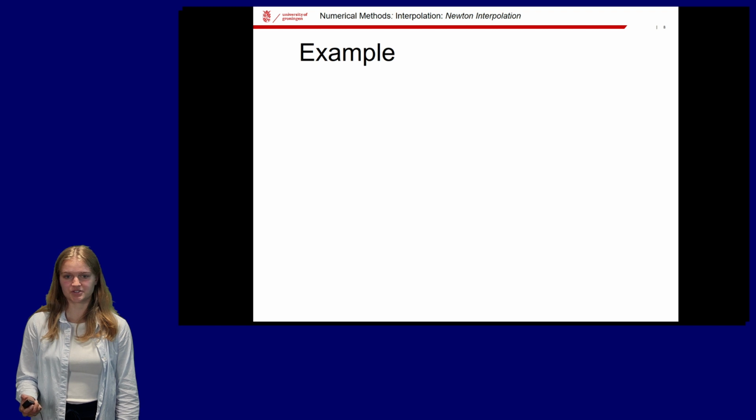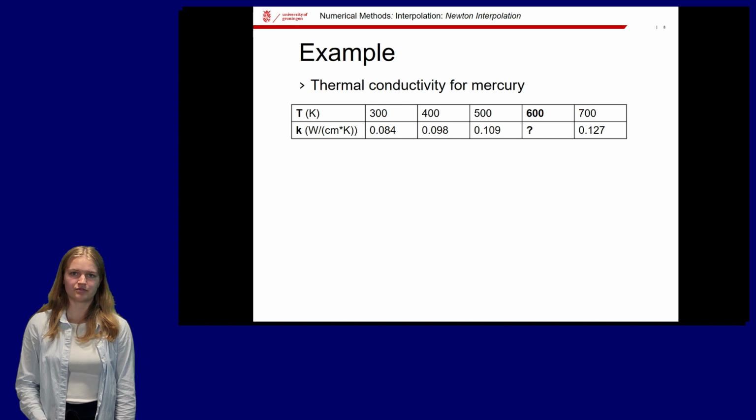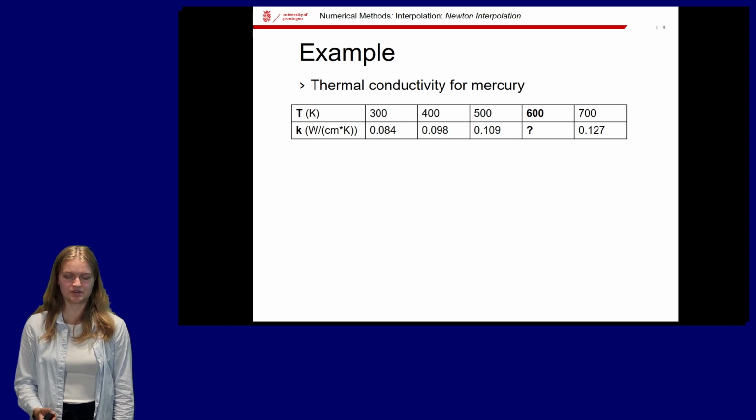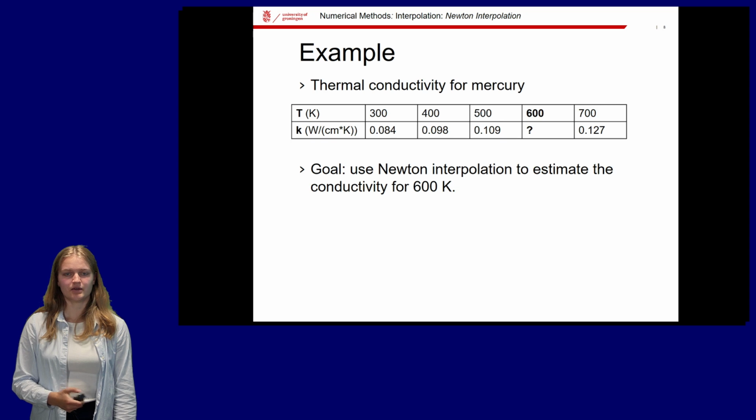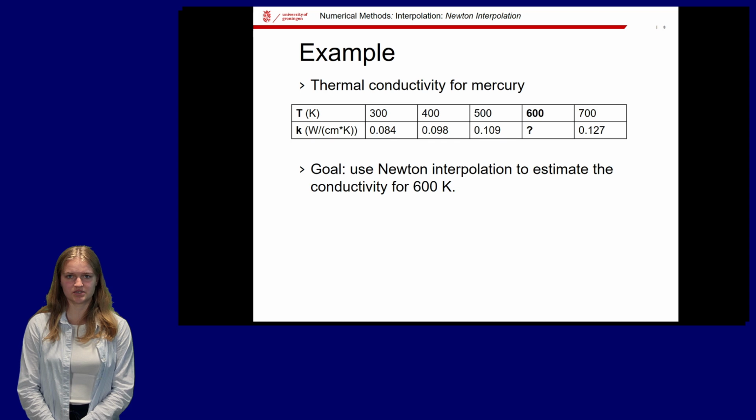So now we'll be discussing an example. Let us have these values for the thermal conductivity for the element mercury. We are given the thermal conductivity K for 4 different values of the temperature T. And now the question is, what is the thermal conductivity at T is 600 Kelvin, so at a point somewhere on this interval. We're going to use Newton interpolation to estimate this.